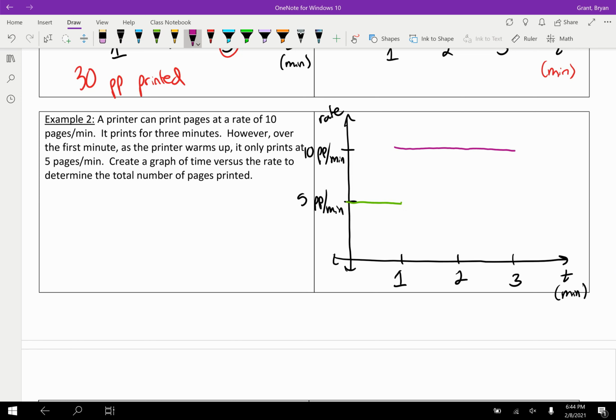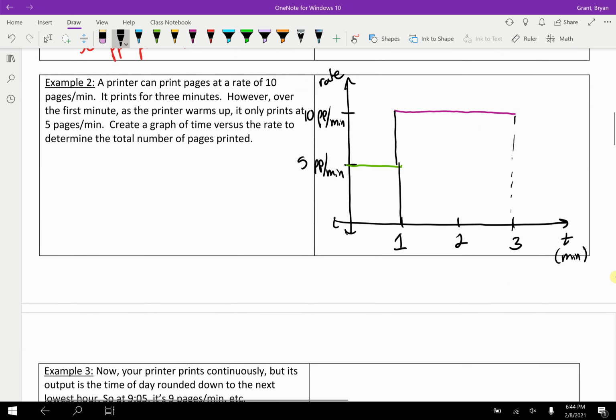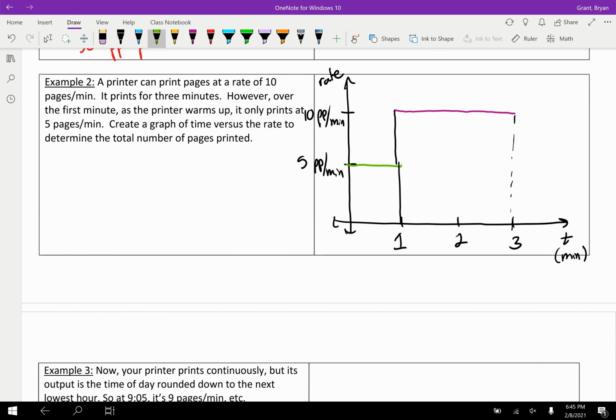Exciting. How do we find the total number of pages printed? Well, I think it's very similar to what we did before. We're going to go ahead and kind of block this off and block this off over here, and I think we have 2 rectangles here. And if you wanted to show the math, I'm going to do the math over here. We'd have the green rectangle, which has a base of 1 minute, again kind of weird, and a height of 5 pages per minute, like so. And so to find the area, it would be 5 pages per minute times 1 minute.